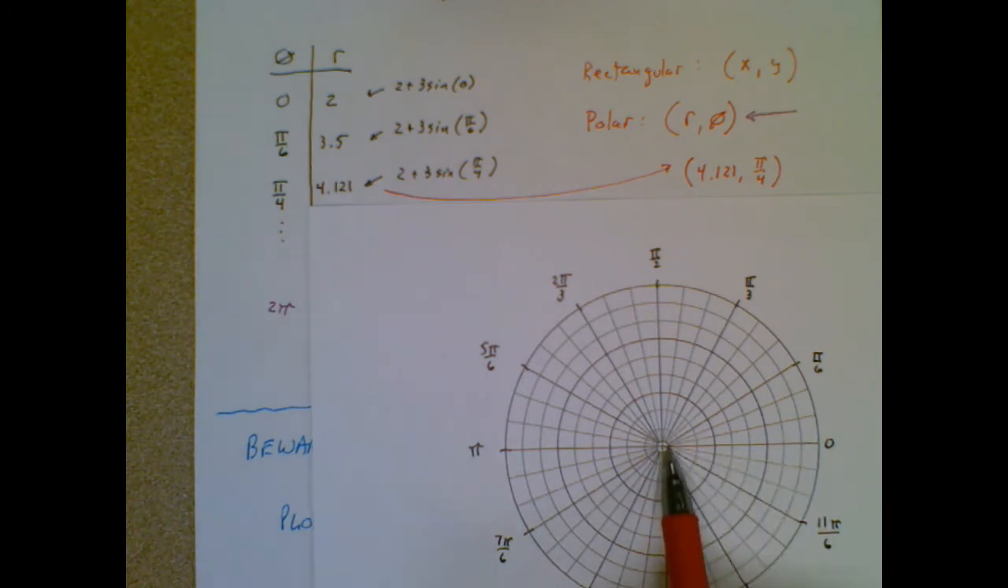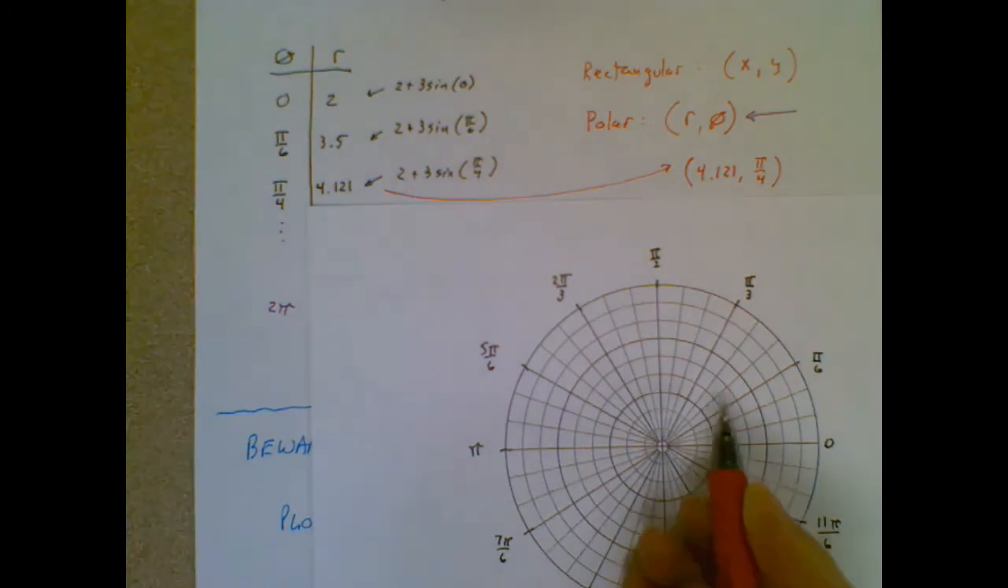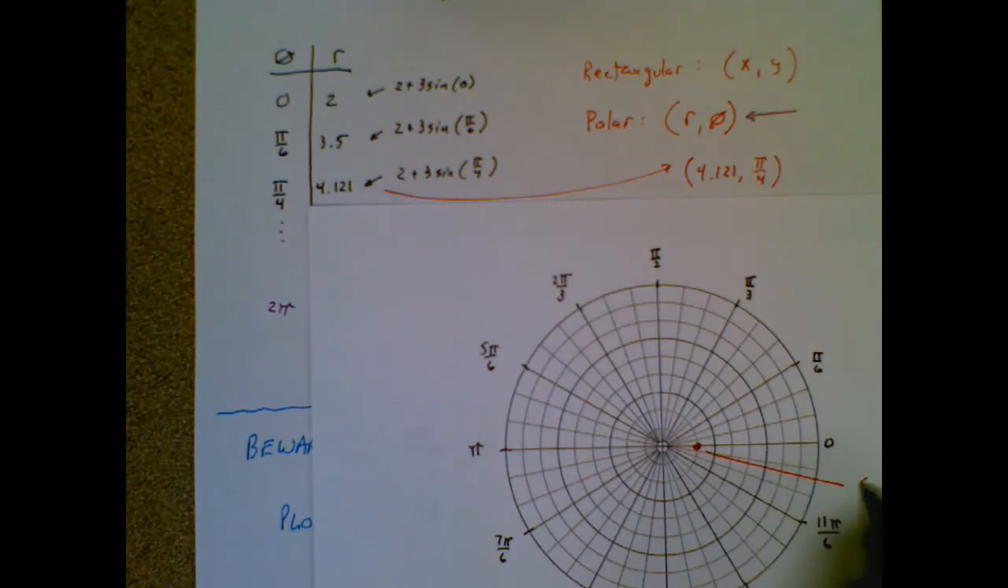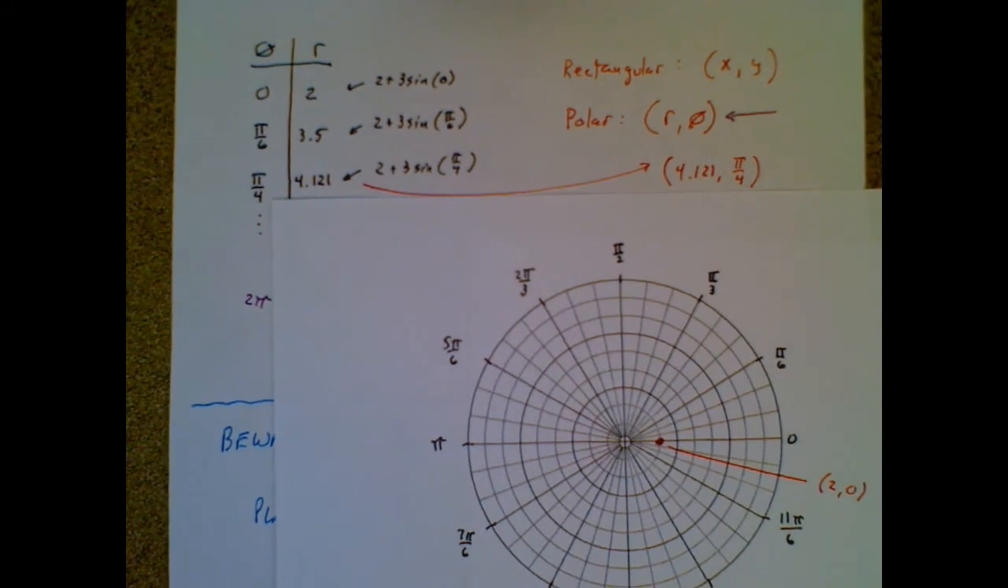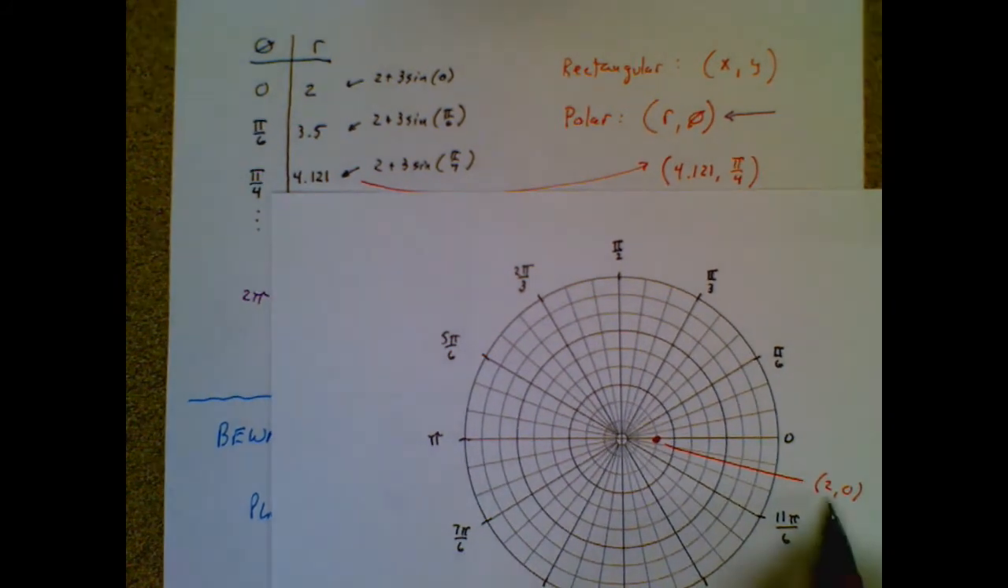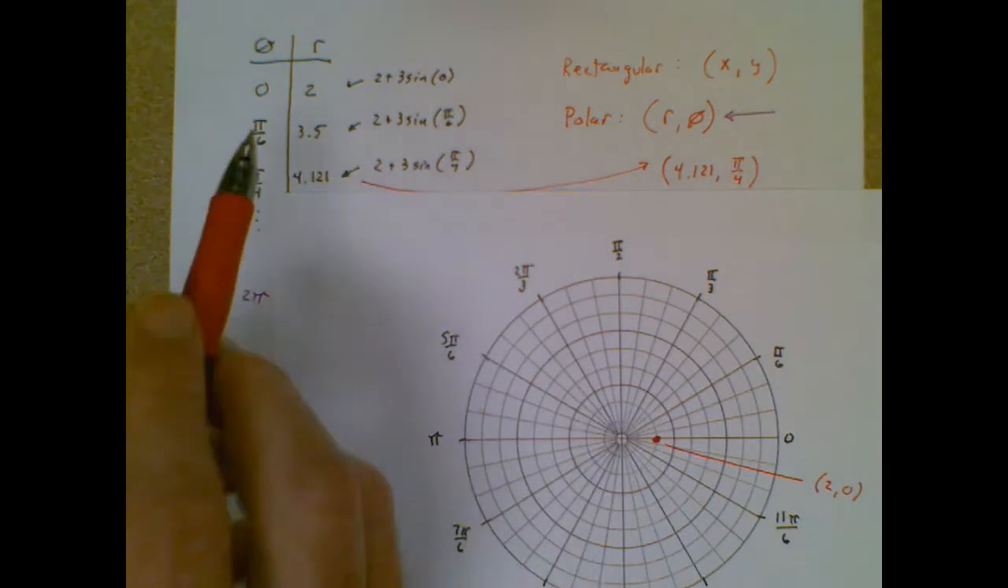And then you have to look really closely. If I go out 1 ring, that's a radius of 1. If I go out 2 rings, that's a radius of 2. So the dot that I just put there is 2, 0. Oops. It's 2, 0. But it's not 2, 0 like rectangular coordinates that you're used to. So we'll see how that shows up here on this next one.